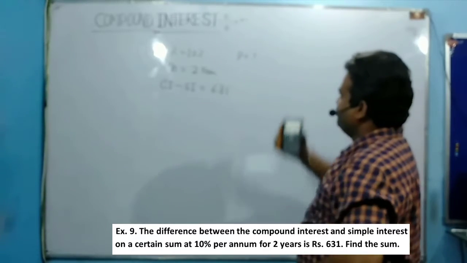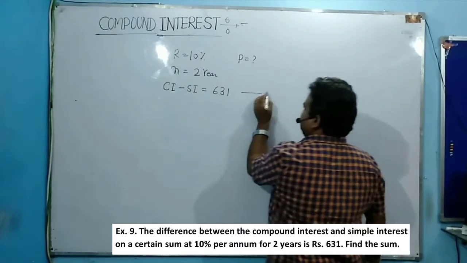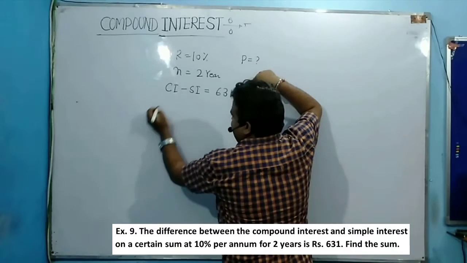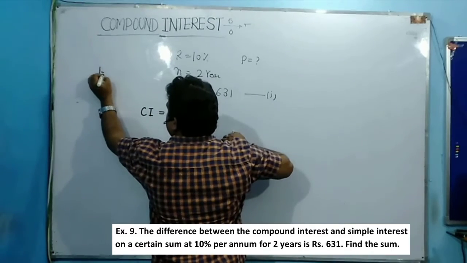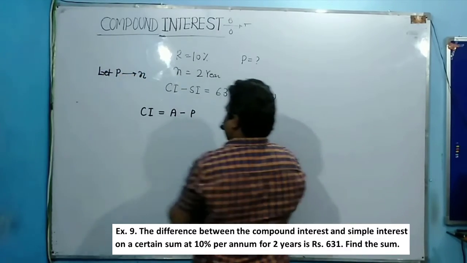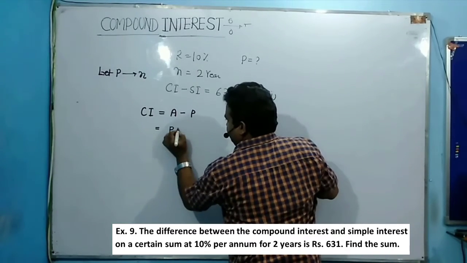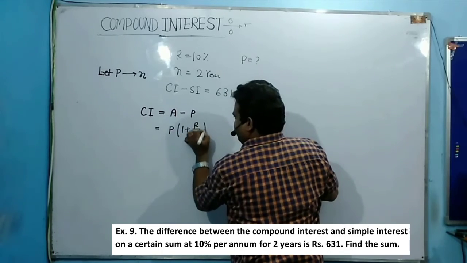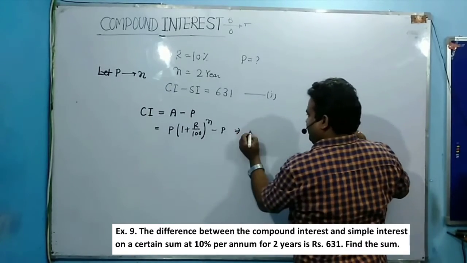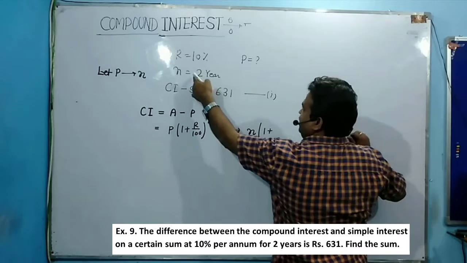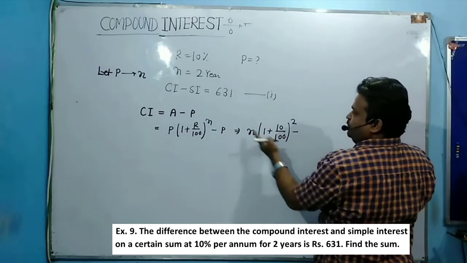Okay, so you need to find P. So first of all, what do we do? I am using this equation as my base. Now in this case, what is my CI formula? So the CI formula is A minus P. Let P be x. Okay, let my P value be x. So A is P (1 plus R divided by 100) raised to the power n, minus P. Since you assume that your P value is x, I am writing x (1 plus, what is your R value? R value is 10, so 10 divided by 100) raised to the power 2, minus P, which is again x.